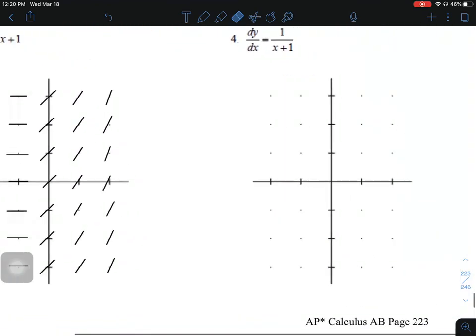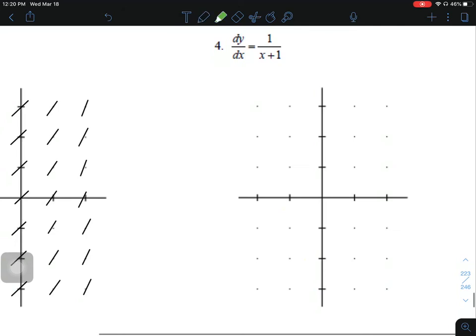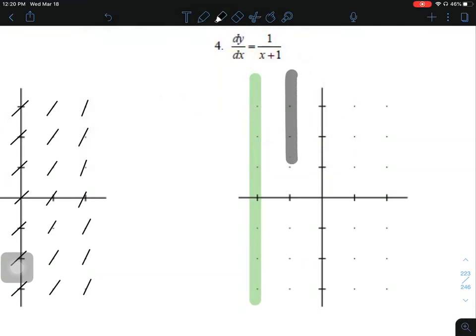All right, the last one we got to draw by hand in this assignment. Praise the Lord, huh? This one looks a little tougher. There are no y values. We can ignore those, and that means that each of these columns that we have here are going to be the same slope in each column.